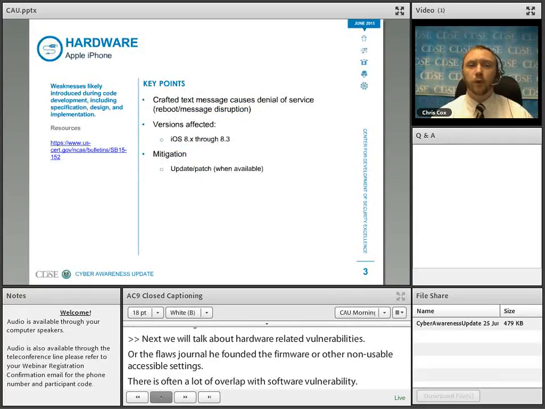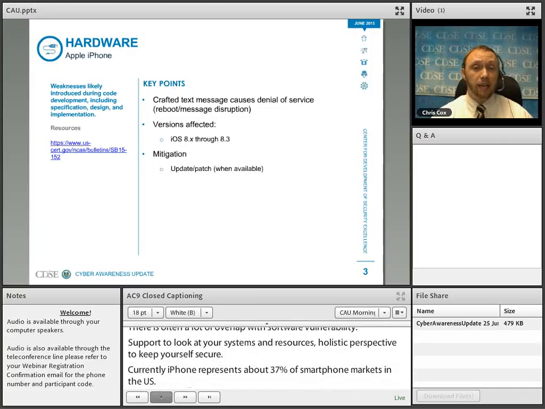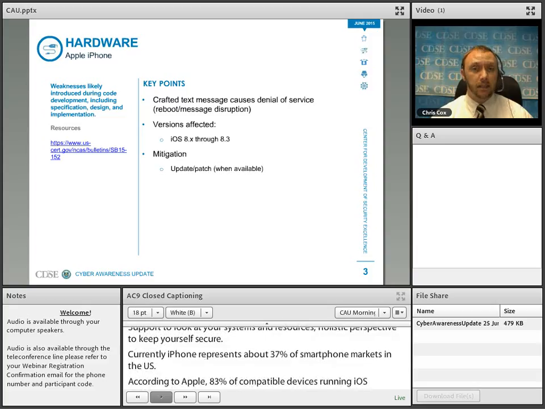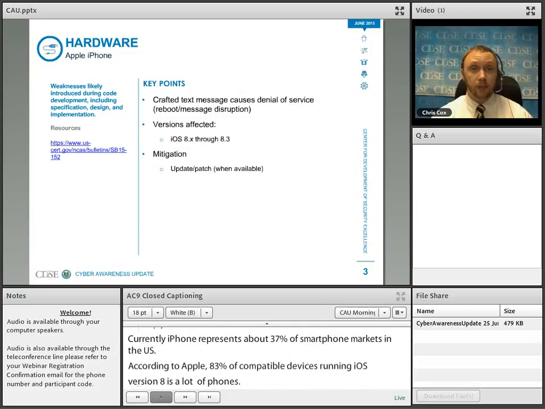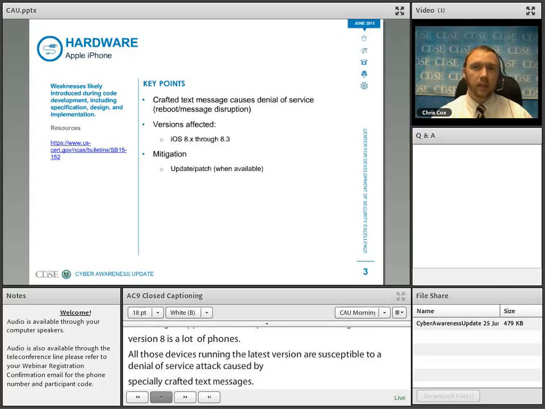Currently, iPhone represents about 37% of the smartphone market in the US. And according to Apple, 83% of compatible devices are running iOS version 8. It's a lot of phones. All those devices running the latest version are susceptible to a denial of service attack caused by specially crafted text messages. There is not yet a fix available for this vulnerability, although Apple has released a beta version of iOS 8.4, which will allegedly address this issue. The release date for the public has not yet been announced.